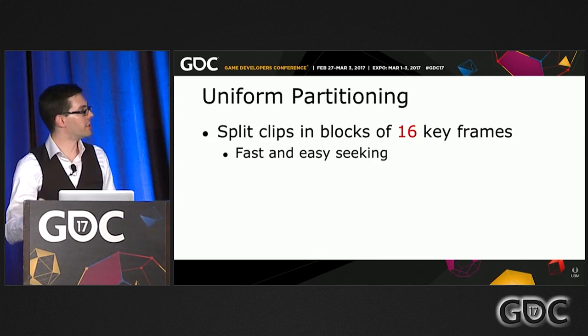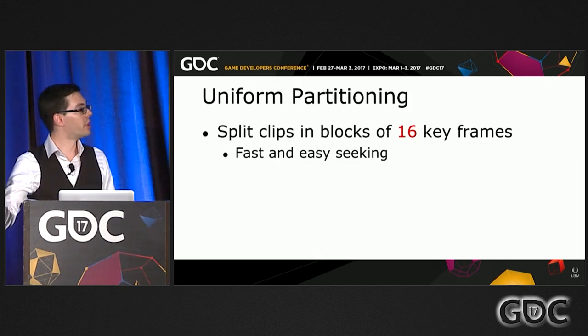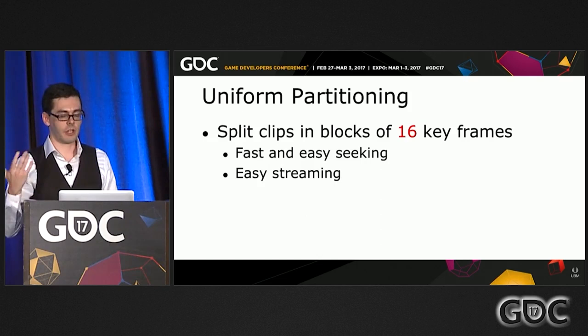So the primary reason for uniform partitioning is that it makes seeking within the clip very fast and easy. For a specific point in time that I want to sample, I can quickly, with a simple index table, find which blocks I need to interpolate from. And this, of course, also makes it very easy to perform streaming ahead of time, finding out which blocks I need and bringing them into memory.